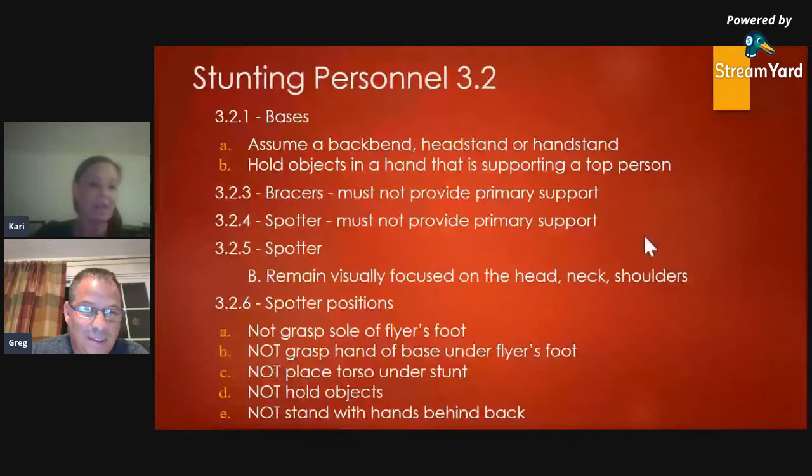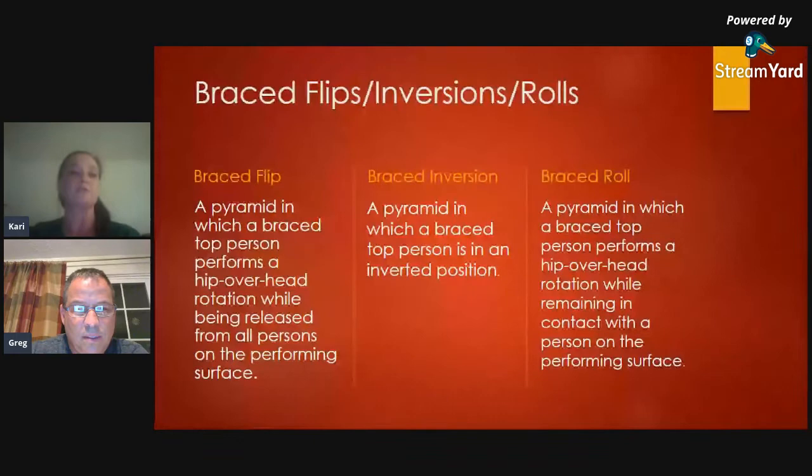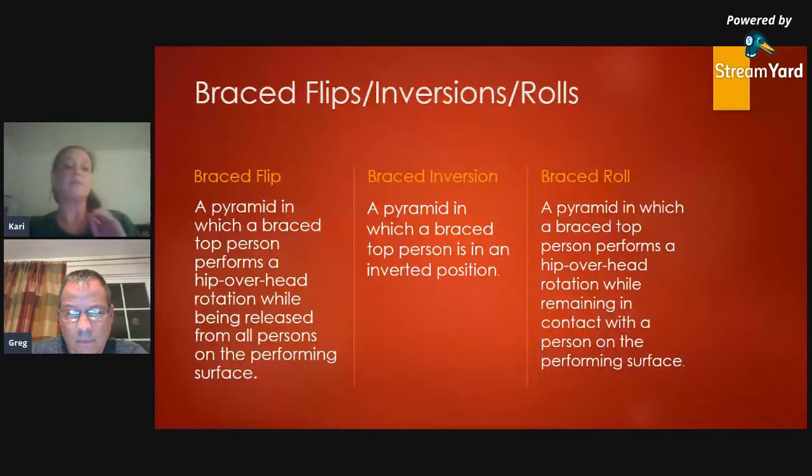Okay, so before we get into the inversion rules, which is rule 3, section 3, I just want to remind everybody the difference between these three types of inversions, and these are pyramid inversions specifically. A braced flip indicates a pyramid in which a braced top person performs a hip overhead rotation. So they're doing a flip, like a front flip or a back flip, while being released from all persons on the performing surface. Yes, they are braced, which means they are connected to another flyer, but they are completely released from the people on the floor.